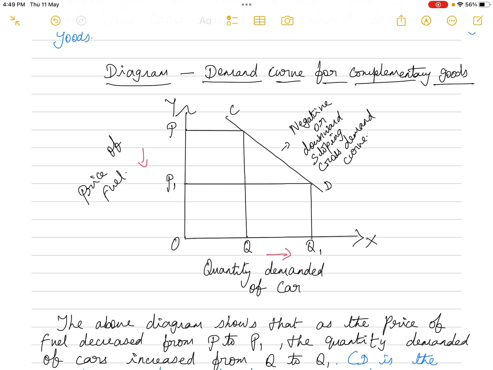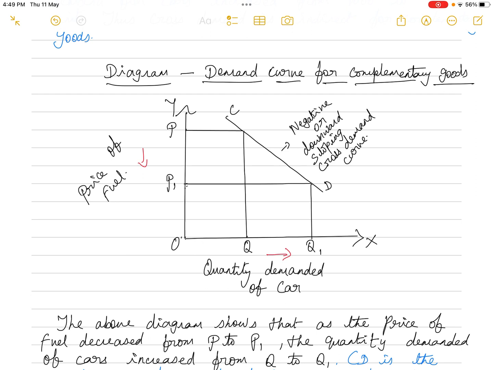So what is happening here? X-axis is the quantity demanded of car, because car happens to be the commodity X, and Y-axis is the price of Y, that is the price of fuel. Again I have marked with the arrow marks. When the price of fuel decreased from P to P1, when the price was OP, the demand for cars was OQ. When the price of fuel decreased from OP to OP1, the demand for cars also increased from OQ to OQ1.